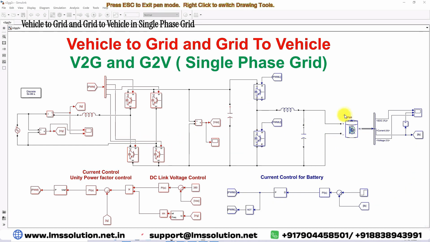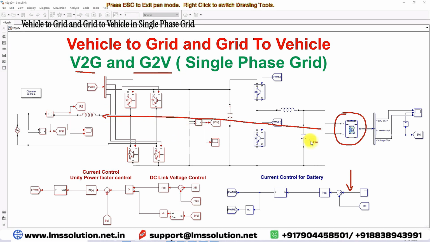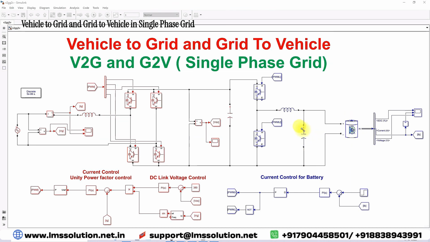This battery acts as a vehicle battery. Based upon this current command, the V2G and G2V concept is implemented here. Vehicle to grid means we are sending power from the vehicle battery to the grid. Grid to vehicle means you are sending power from the grid to the vehicle to charge the battery. So vehicle to grid means the battery is for discharging operation, and G2V means the battery is for charging operation. This is the Simulink model of that V2G and G2V in the single phase grid.